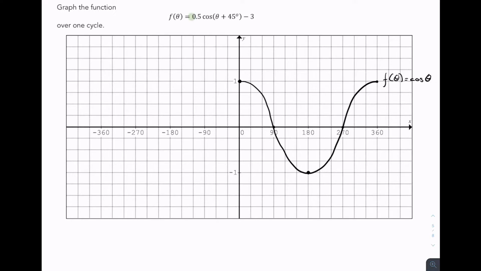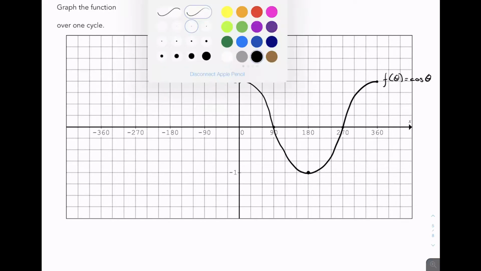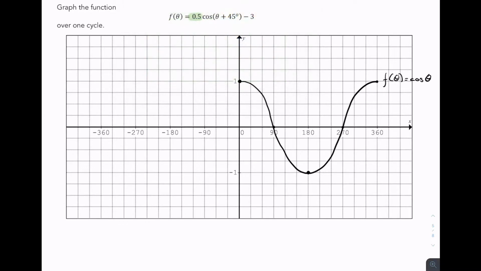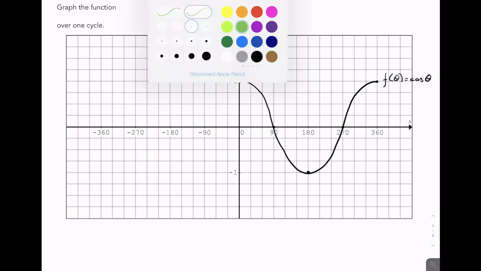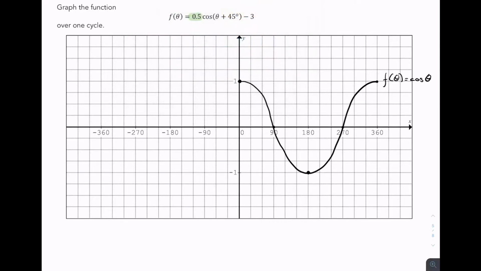First one is a vertical compression by a factor of 0.5. So basically the graph will be pushed down, kind of pressed on the top and bottom, and as a result kind of squished by a factor of 0.5. So what's that going to look like? Well, this one point over here is going to come down here.